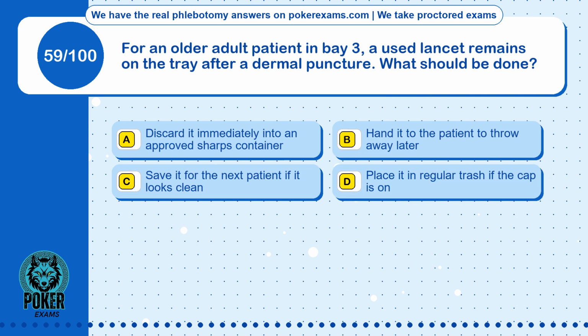Question 59. For an older adult patient in Bay 3, a used lancet remains on the tray after a dermal puncture. What should be done? Option A, discard it immediately into an approved sharps container. Option B, hand it to the patient to throw away later. Option C, save it for the next patient if it looks clean. Option D, place it in regular trash if the cap is on.